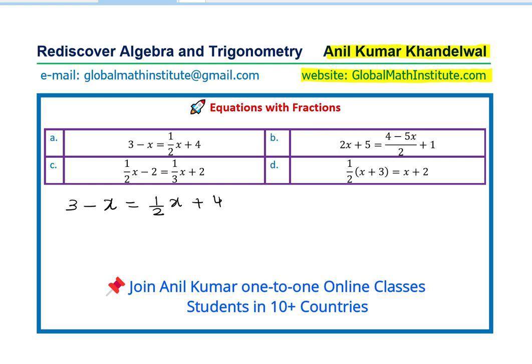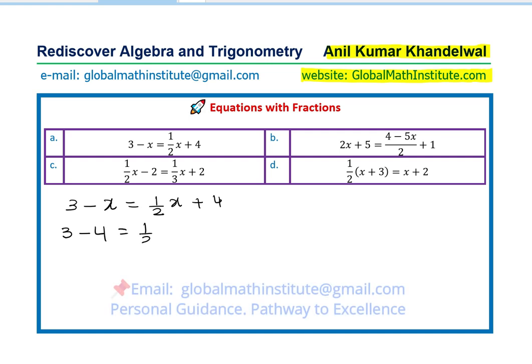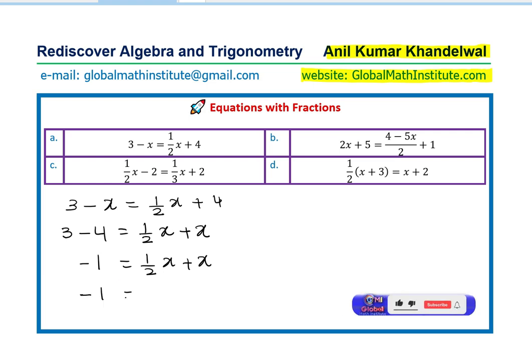So what we could do is bring 4 to the left side, and then we can write half x plus x. That gives you minus 1 equals to half x plus x. Now, some of you can straight away write what is half x plus x. 1 plus half is 1.5. Or taking a denominator of 2 and figuring this out, right? So we have minus 1 equals to 1 plus half x, right?